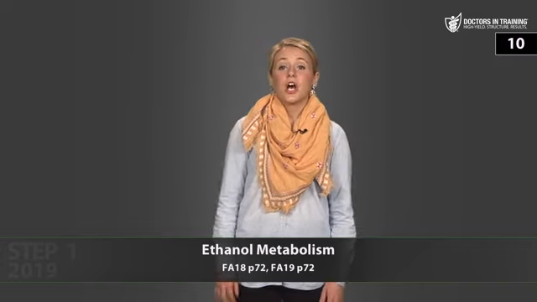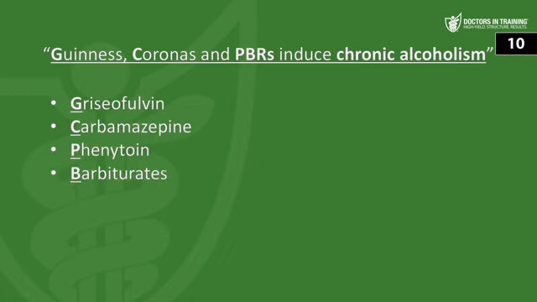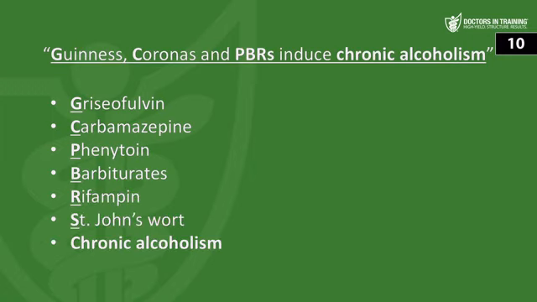For the inducers, our mnemonic was Guinness, Coronas, and PBRs induced chronic alcoholism. Or you could use BCG PQRS. That stands for griseofulvin, carbamazepine, phenytoin, barbiturates, rifampin, St. John's wort, and chronic alcoholism.